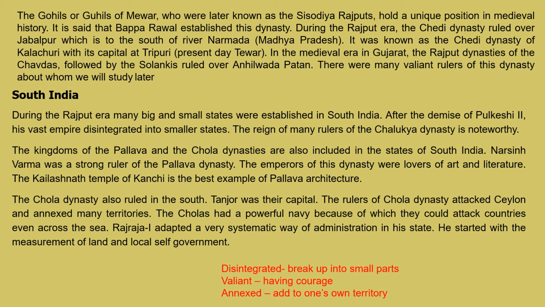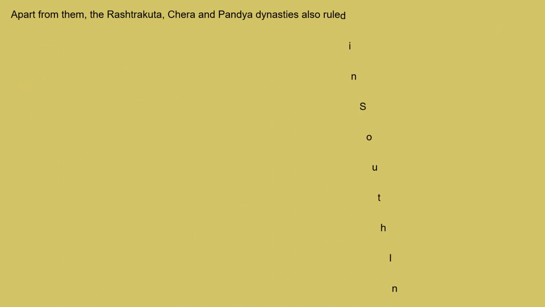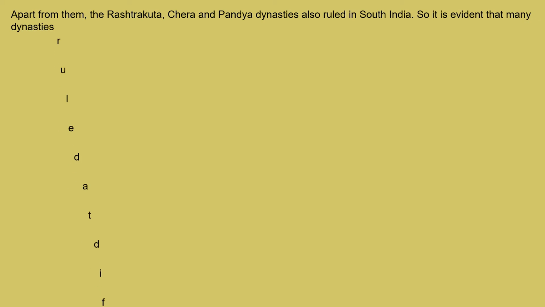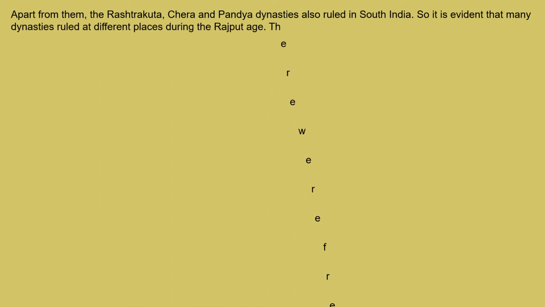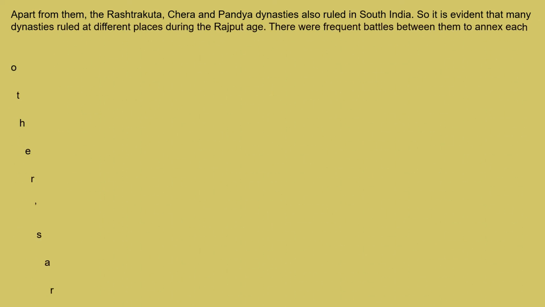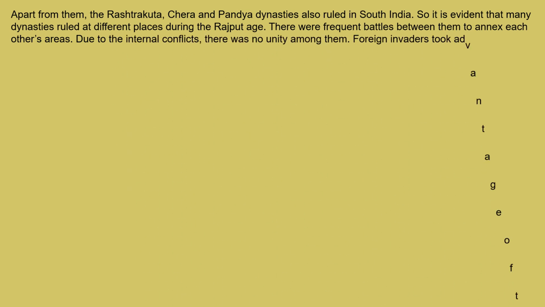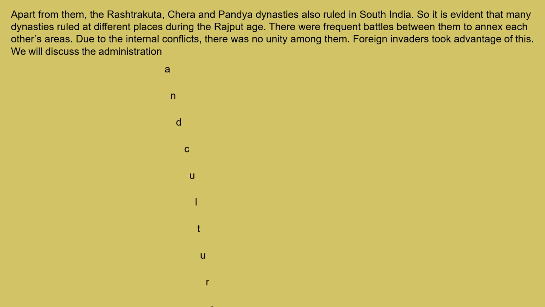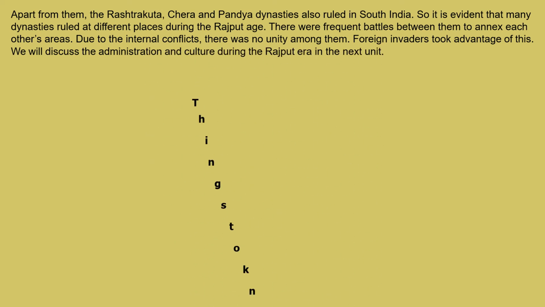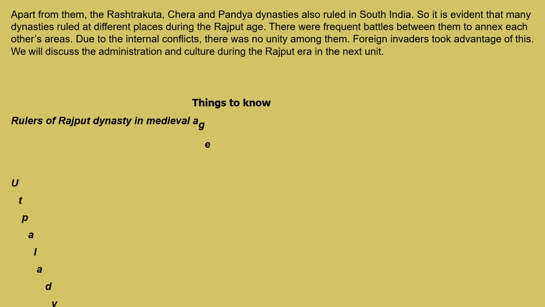Raja I adopted a very systematic way of administration in his state. He started with the measurement of land and local self-government. Apart from them, the Rashtrakuta, Chera and Pandya dynasties also ruled in South India. So it is evident that many dynasties ruled at different places during the Rajput age.